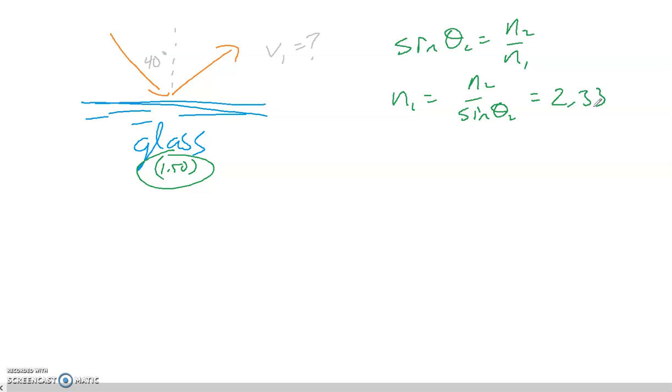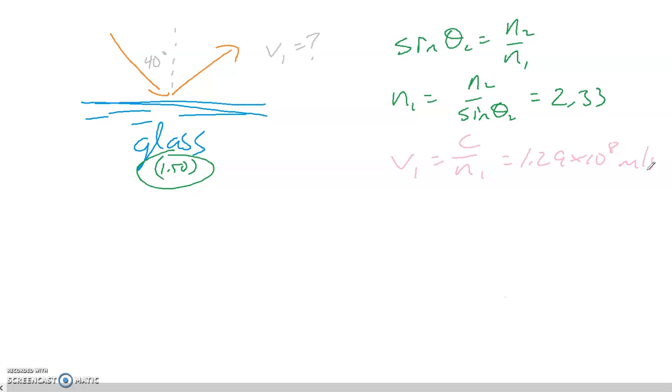Okay, now that I have the index, finding the speed is relatively simple. Speed in the first material would be c divided by n1. So I'll just take my speed of light in a vacuum and divide it by the index. And we're looking around 1.29 times 10 to the 8 meters per second. Okay, so there's a little practice with our critical angle and basic calculations with that.